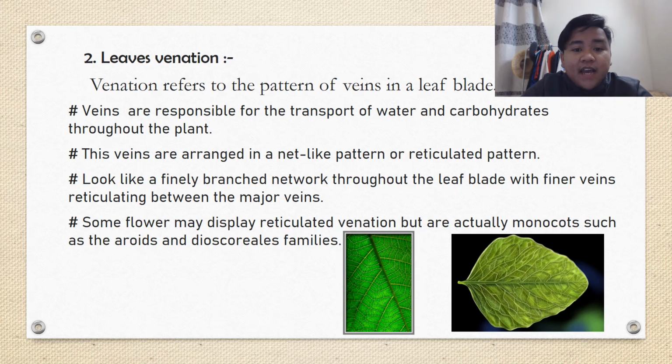However, like the number of flower parts, leaf venation is also an unreliable characteristic upon which to base your classification assessment. Some plants may display reticulated venation but are actually monocots, such as the Aroids and Dioscoreales families.